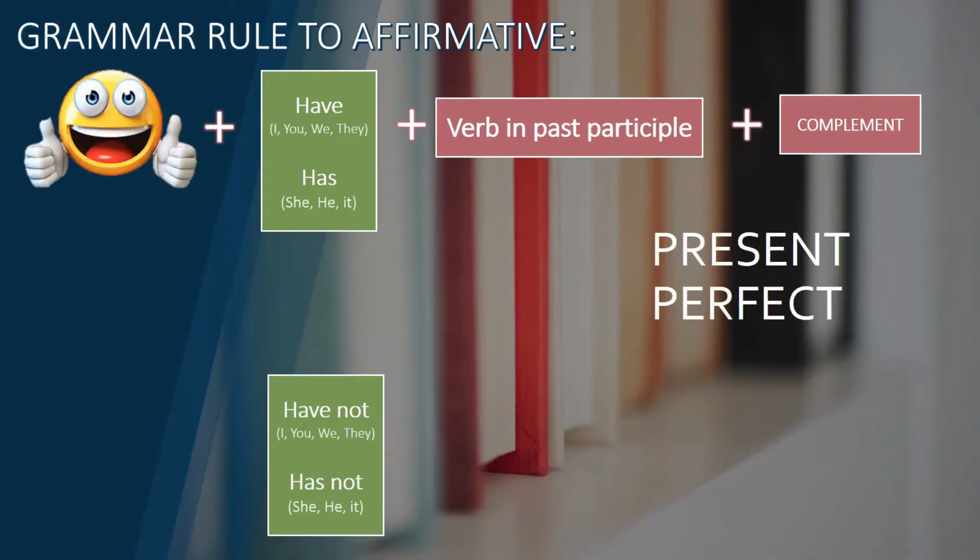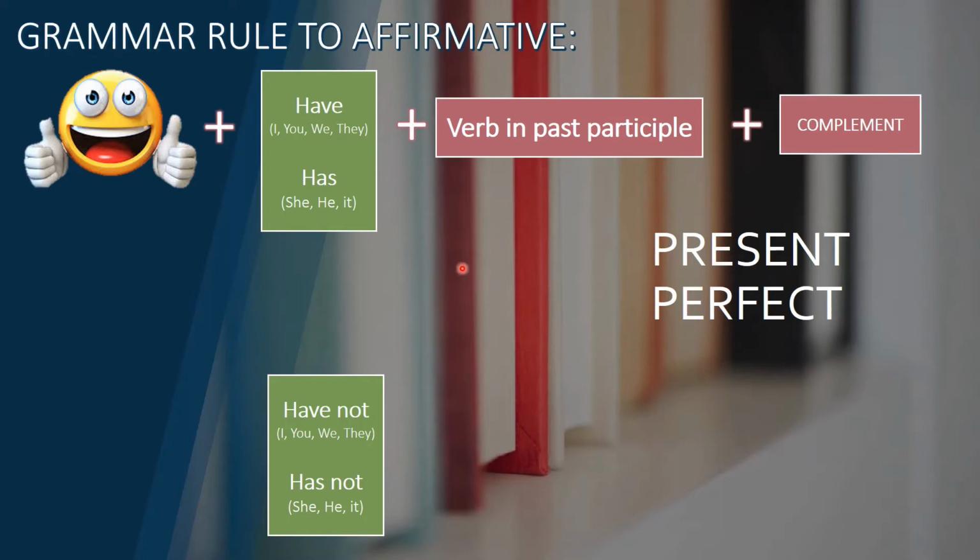Okay guys, so let's understand the grammar rule for affirmative if you are talking in present perfect time. Okay, so first of all you have your personal pronoun plus the auxiliary have or has. If your personal pronoun is I, you, we or they, you have to use have, or if your personal pronoun is she, he or it, you use has, plus the verb in past participle, plus the complement.